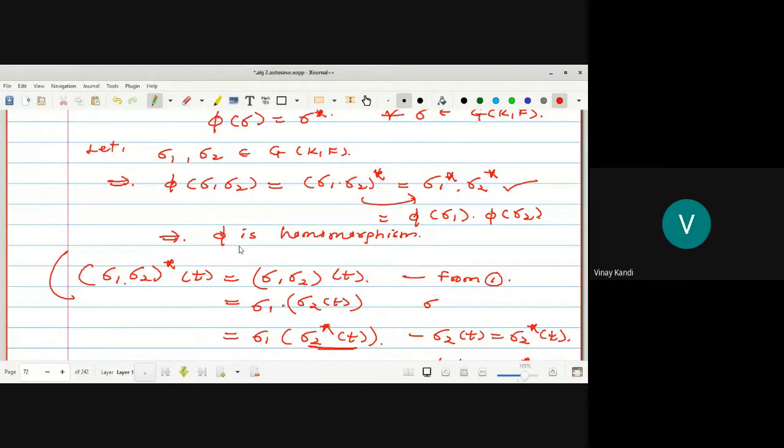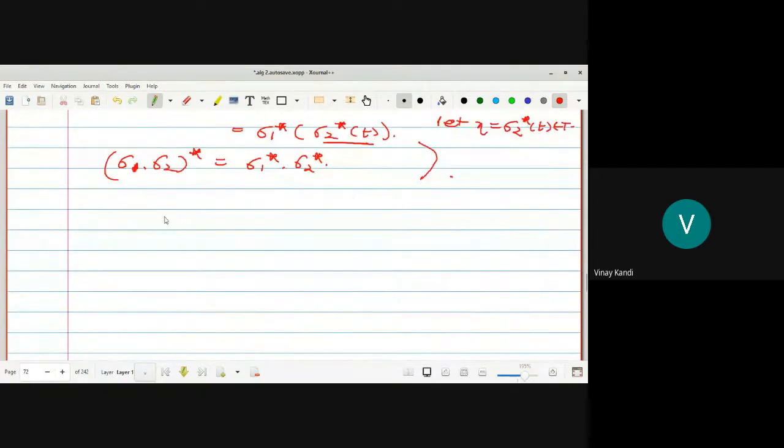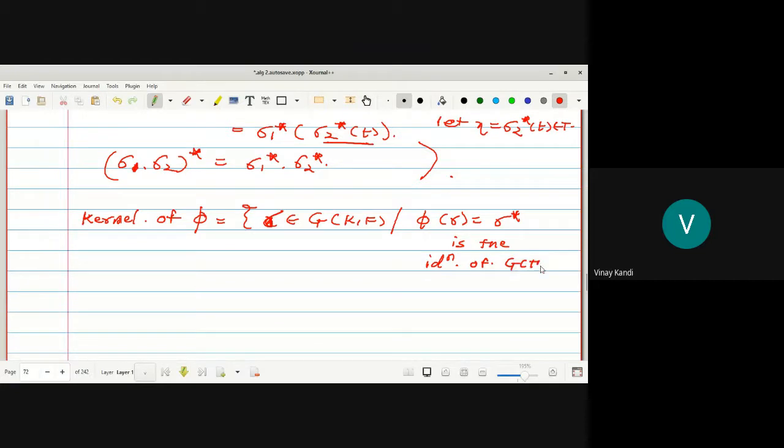Now find the kernel of phi. What is the kernel of phi? Kernel of phi is a subset of the domain. What is the domain? Sigma belongs to G(K/F), such that phi of sigma is equal to sigma star, which is the identity of G(T/F). Suppose sigma star is the identity. Whichever elements map to the identity there will come in the kernel. Is it correct?